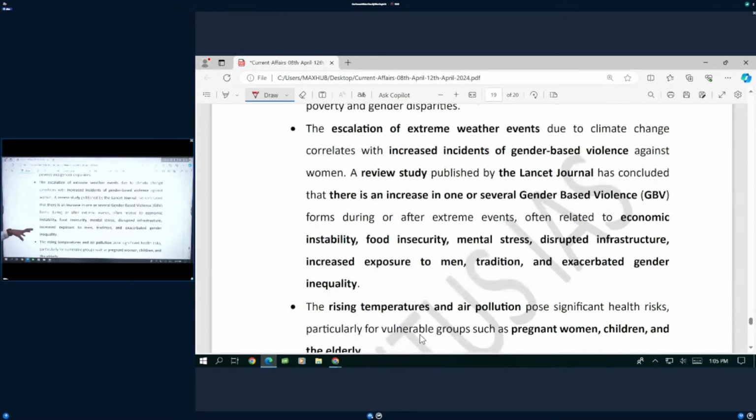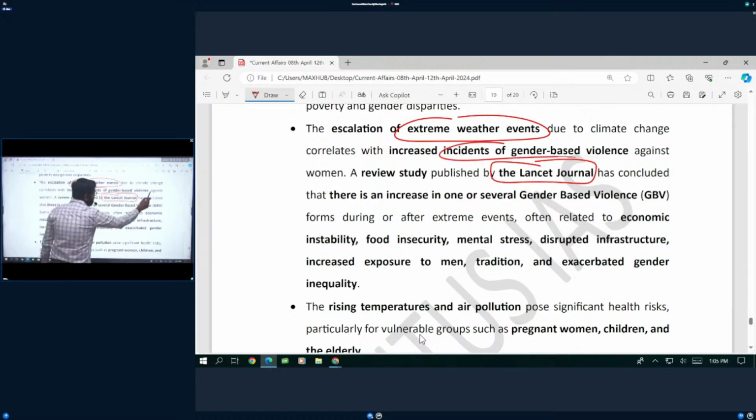This has been published by Lancet Journal. Lancet Journal also conducted a study to find a relation between domestic violence and climate. What they have found out is, whenever there is an extreme weather event, there is always increased incidence of gender-based violence. Why does it happen? Because obviously बात है, जैसे for example, if you're very troubled outside, ये common phase देखा गया है, that when you have a trouble, आप ऑफिस गए, बॉस ने आपको परेशान किया, तो आप घर में आके बीवी को परेशान कर रहे हो. This is a very common trend.